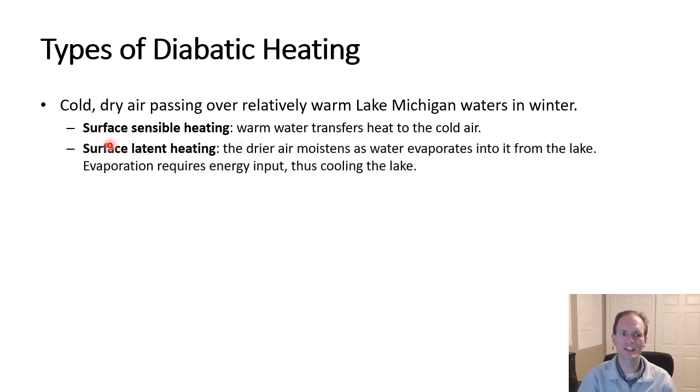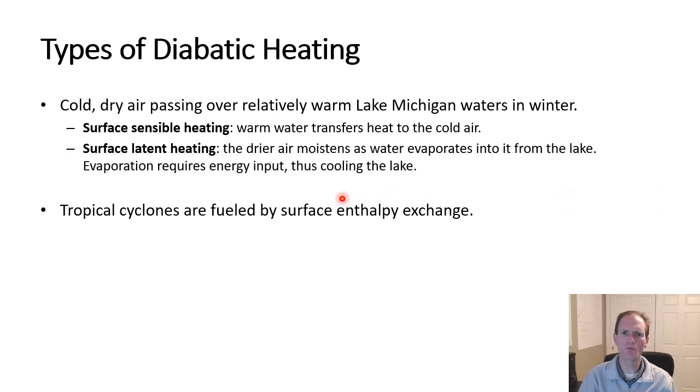There's also surface latent heating. The air is relatively dry and the lake, of course, is moist. It's a lake after all, it's water. So there's surface evaporation that takes place, moistening the air just above the lake's surface. This evaporation requires energy input to accomplish, going from water to vapor. And so this also slightly cools the lake as it accomplishes this evaporation.